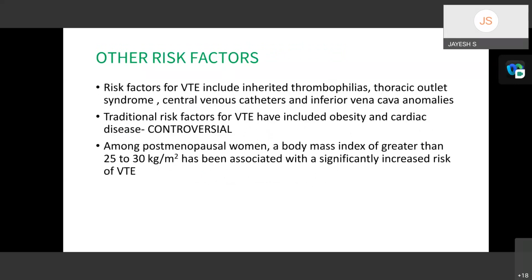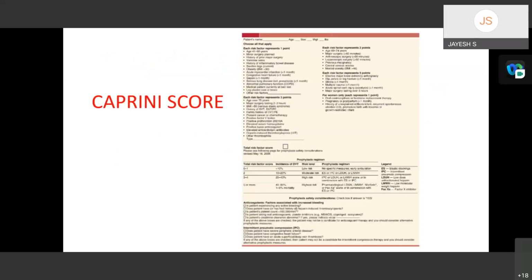Among postmenopausal women, a body mass index of greater than 25 to 30 kilograms per meter square has been associated with a significantly increased risk of venous thromboembolism. This is to assess the risk factors for venous thromboembolism.